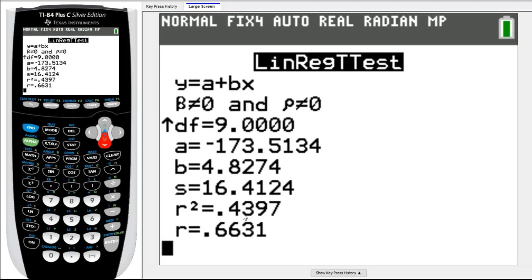Now, 1 minus this 43.97, let's say that's 44%. About 56% of the variation is not explained by the third exam scores. So this variation in the final exam grades cannot be explained by the grades on the third exam using this best fit regression line. So it's a little bit more scattered than we would want it to be.